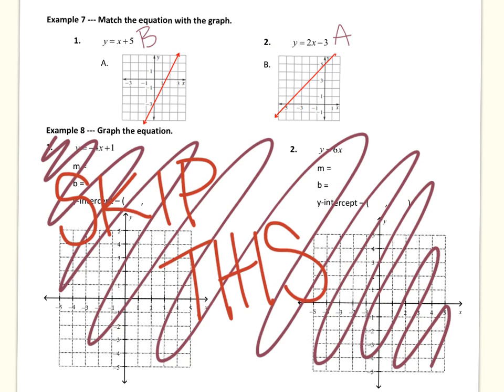Alrighty, check your answers. Number 1 should match with B, number 2 should match with A. One of the steps I use is checking the intercepts first and matching those. And if they happen to have the same intercept, then match your slopes. You can skip example 8, so I know you're super excited right now, but we're going to flip to the next page.